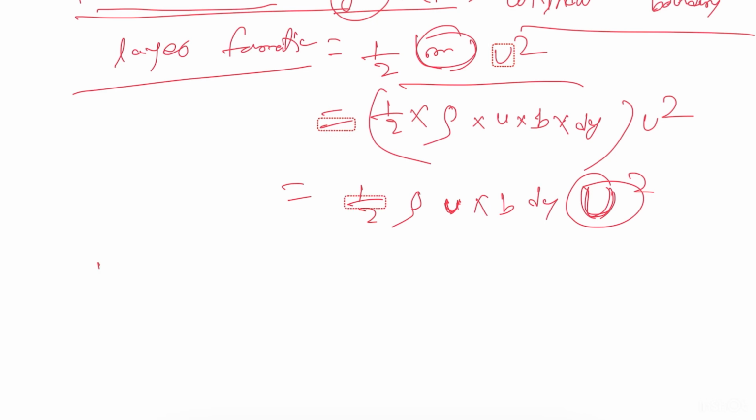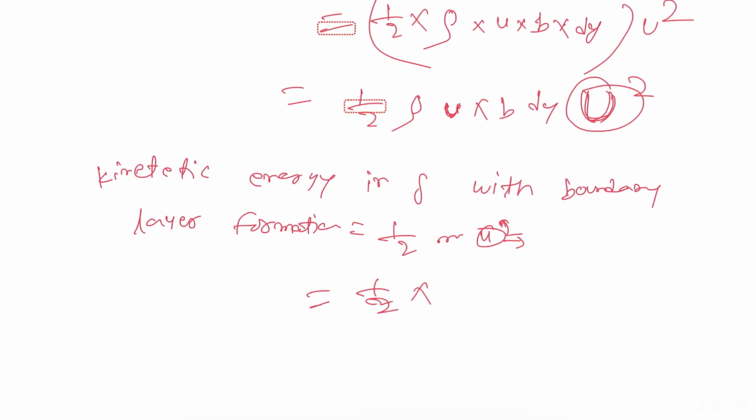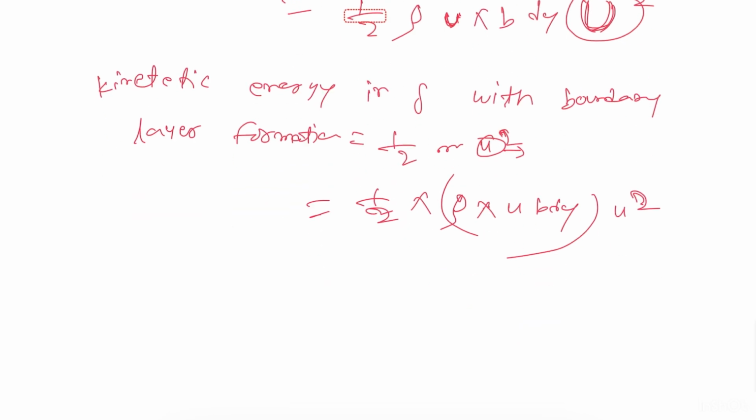Now calculate the kinetic energy in delta with boundary layer formation. With boundary layer formation, half m u square, where small u is the velocity of fluid inside the boundary layer. Half into mass inside the boundary, rho b dy, into small u square.